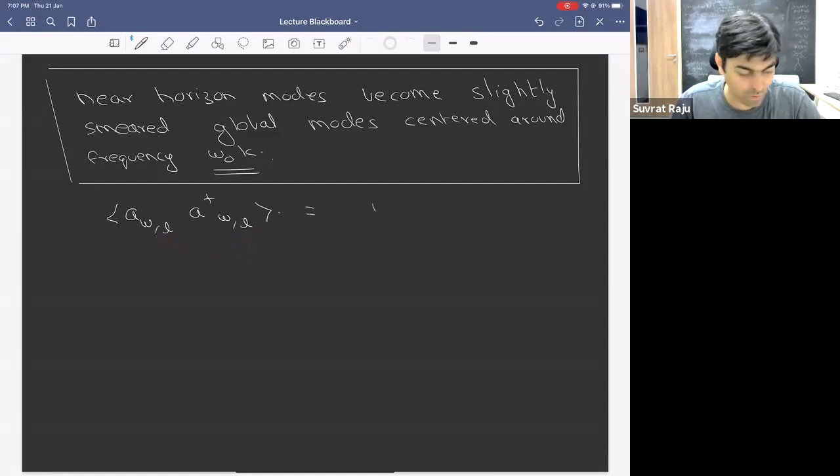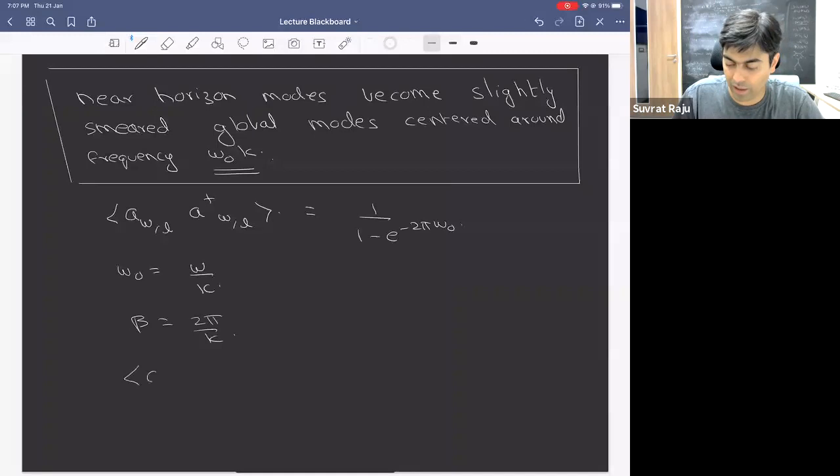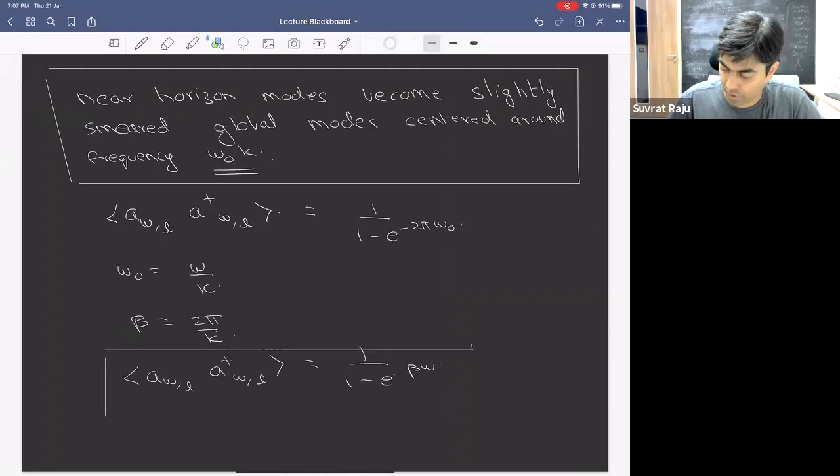So this, in fact, is 1 by 1 minus e to the minus 2 pi omega naught, provided this omega is related correctly to this omega naught. But as people were asking, omega naught is just omega by k. So provided you define beta as 2 pi by k, you will find that a omega L into a dagger omega L is 1 by 1 minus e to the minus beta omega. And that's actually the result we wanted to get.